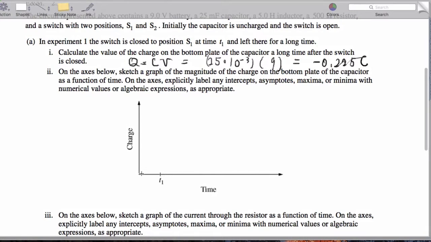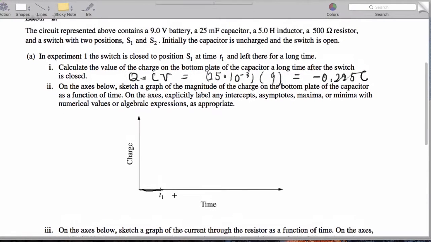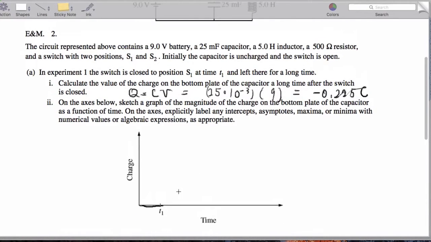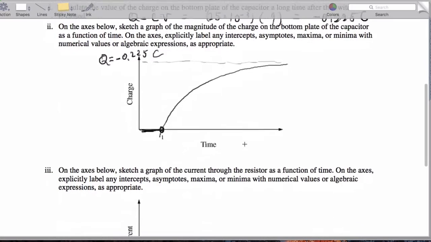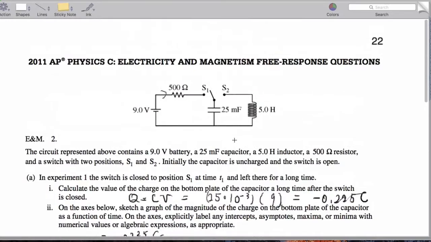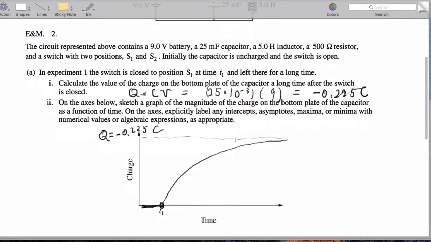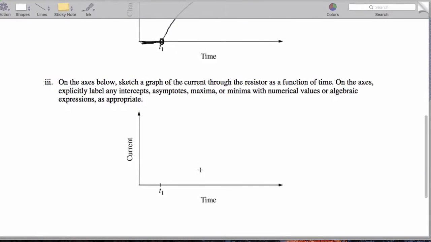So at T1, basically everything is open, so there's no charge. And then the charge goes up to this asymptotic limit right here, where this Q is going to be negative 0.225 coulombs.